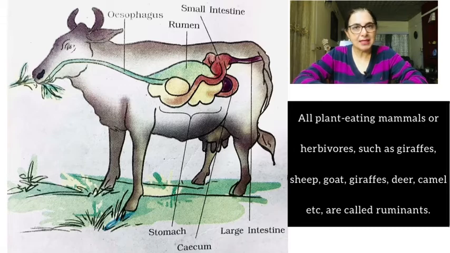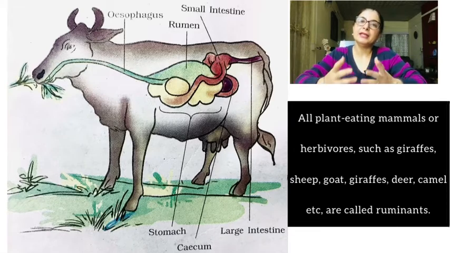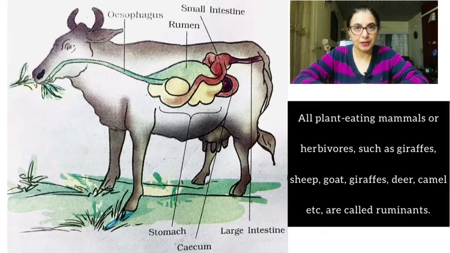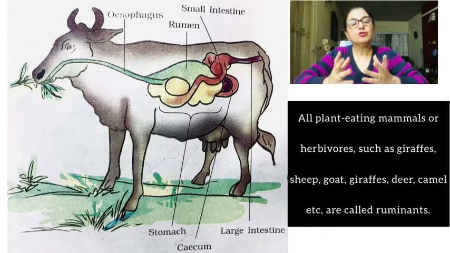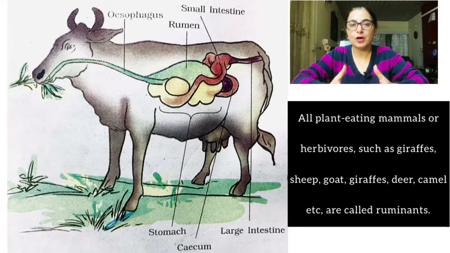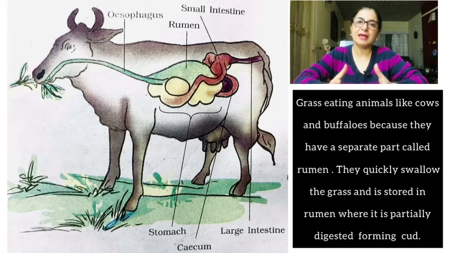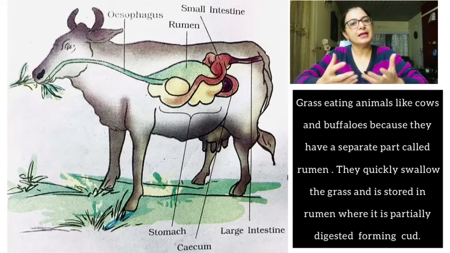So as we can see in the diagram, they have got an additional organ which is known as the rumen, which is not there in the case of the human beings. This rumen is a kind of a storehouse, a kind of a sack in which the grass is stored for a temporary period, after which it is digested slowly by the animal.